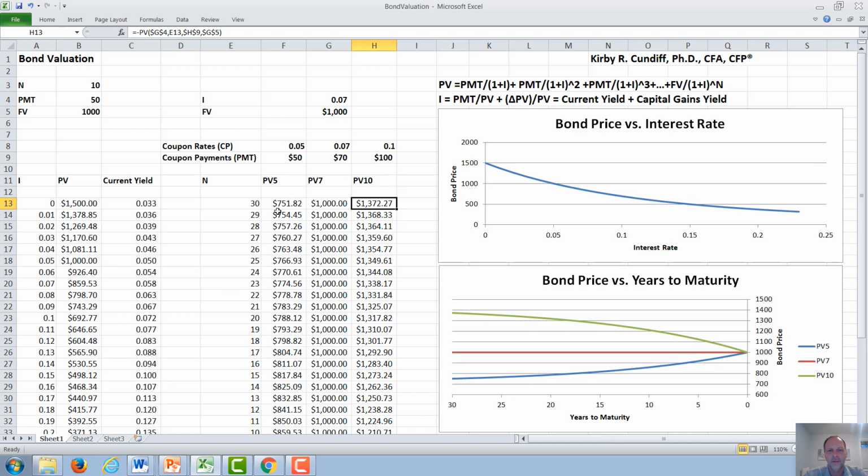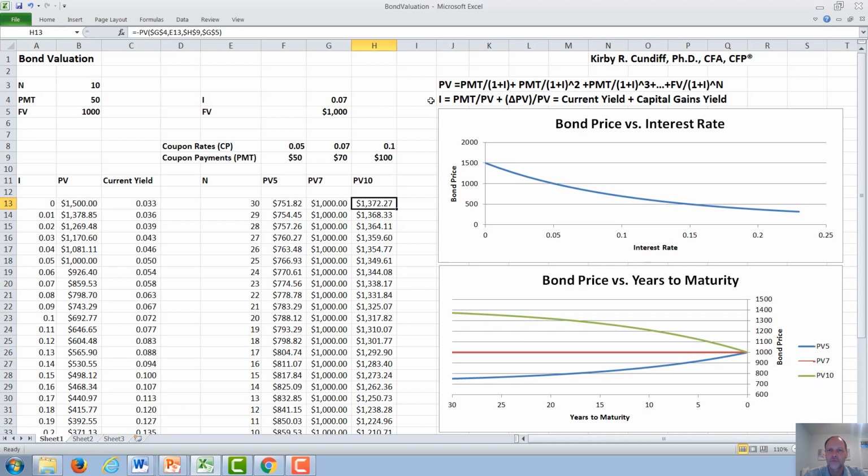As we approach maturity and these payments take place, each of these bonds must gradually move towards the face value. So the discount bond will gradually increase in value, the premium bond will gradually decrease in value, and finally on the day of maturity, all of the bonds will be worth $1,000. You can see this here. Our 7% bond always stays at 1,000. Our 10% bond has a capital loss every year, gradually decreasing to 1,000, and our 5% bond has a capital gain every year, gradually increasing to 1,000, until they're all worth 1,000 on the day of maturity.